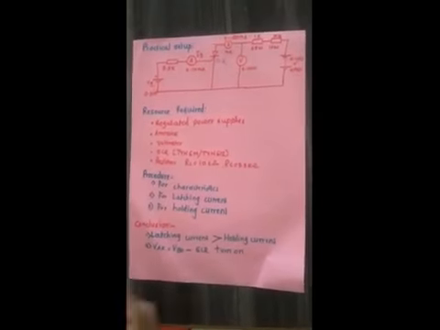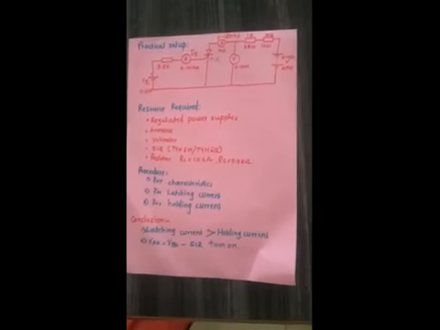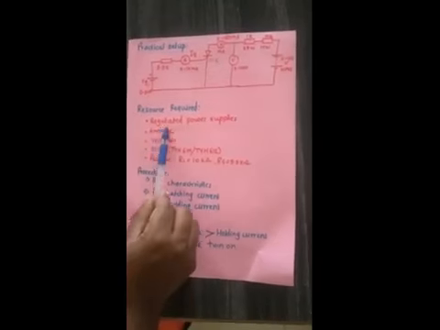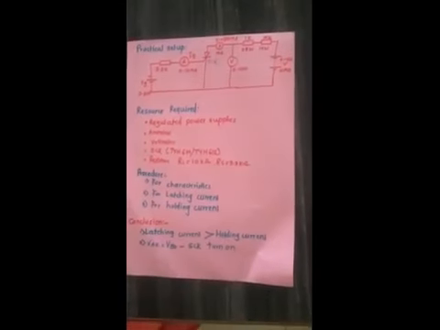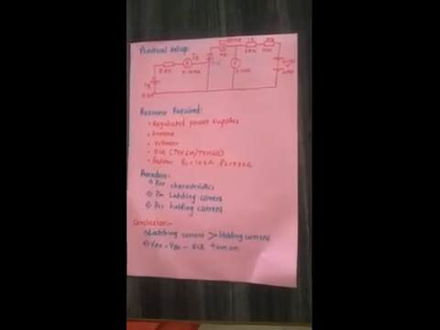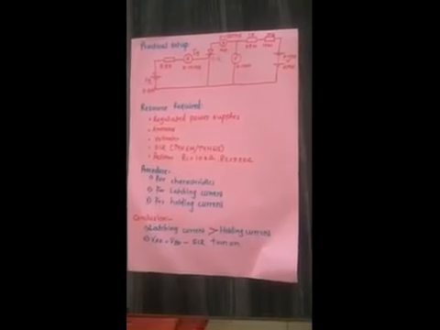Now next point is resource required. Now which of the resource is required? First of all, we need regulated power supply, and we need two regulated power supplies. First will have the range 0 to 30 volt and second will have the range 0 to 150 volt.